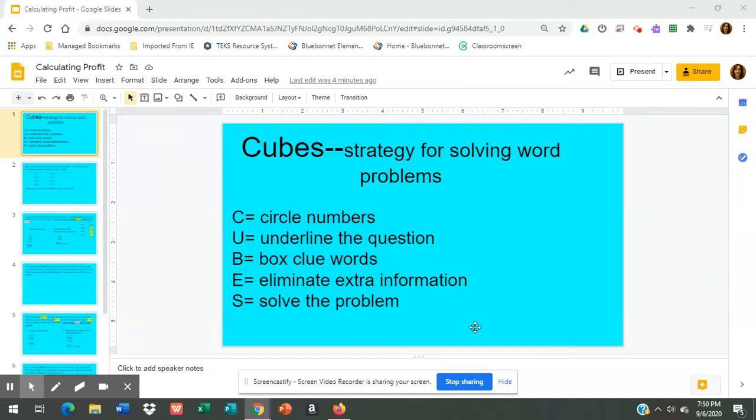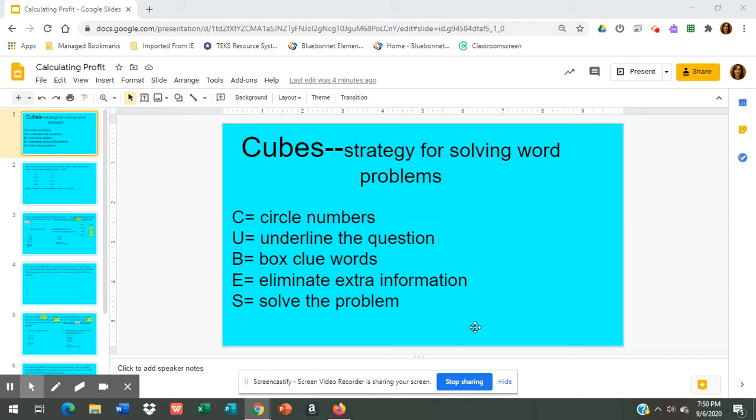Hi, fourth graders. Today we're going to look at calculating profit. So remember, profit from our video earlier means that when you take the revenue or the income that a business makes and you subtract all the costs and the expenses, you get your profit. Before we start with some practice, let's review a strategy that will help us when solving word problems.